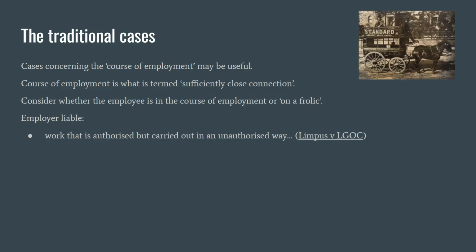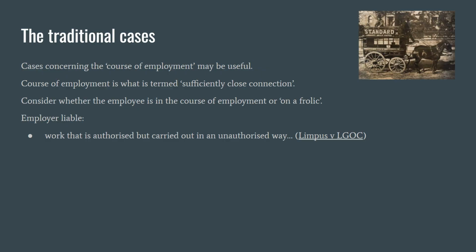So here the employer is liable for work that's authorised but carried out in an unauthorised way. And these cases are quite old. They're from 1862, 1942 and 1900. And several of them involve driving a horse-drawn bus. So in Limpus, the employee was driving the horse-drawn bus, and that was what he was employed to do, and he was authorised to do it.